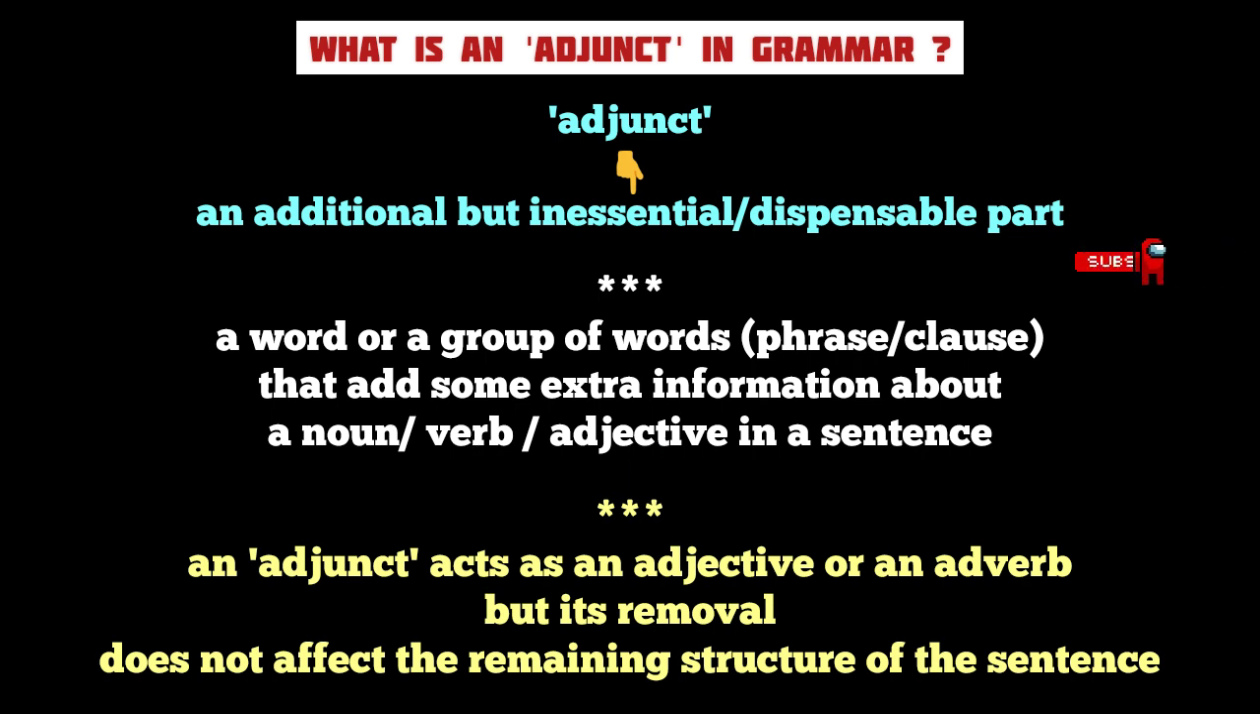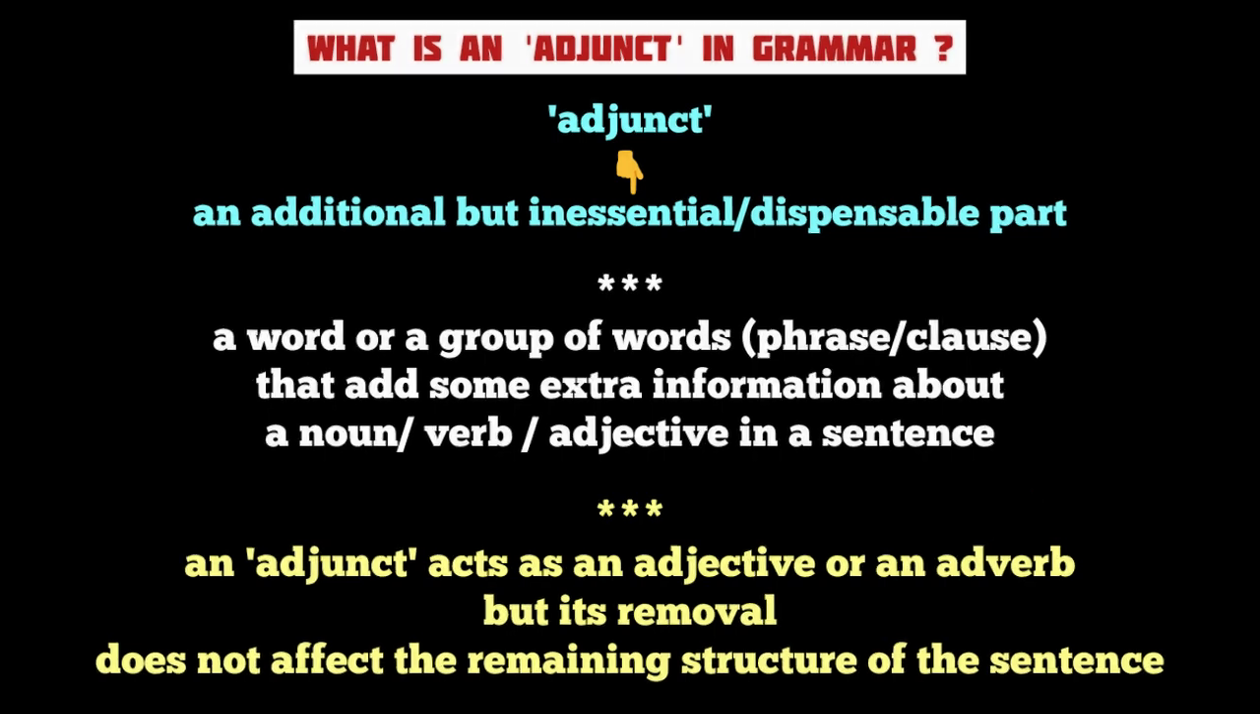In short, an adjunct is a word or a phrase or a clause providing some extra or dispensable information in a sentence. Which means even if you remove an adjunct from the sentence, its basic structure is not affected. We also understand that an adjunct functions as an adjective when it qualifies a noun, and it acts as an adverb when it modifies an adjective or a verb in the sentence.